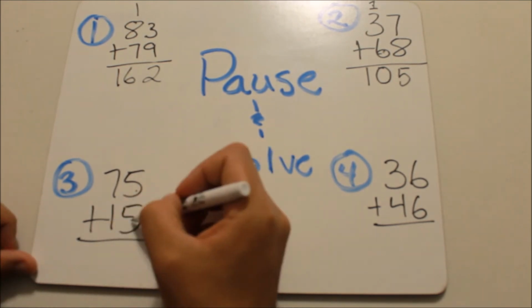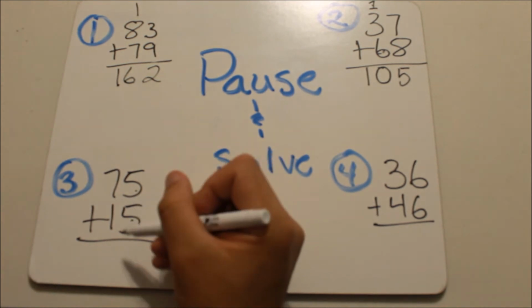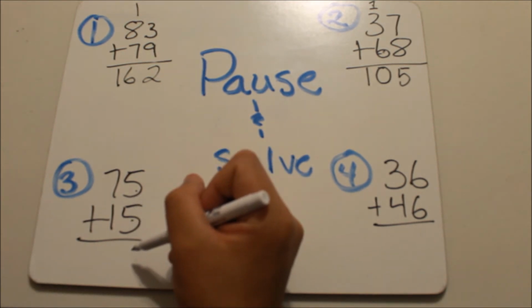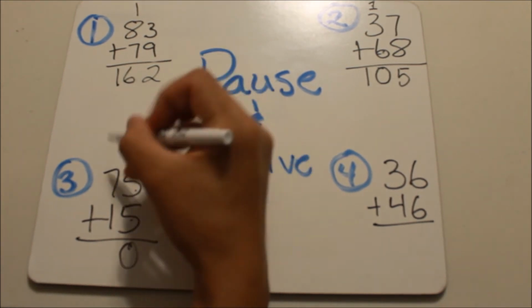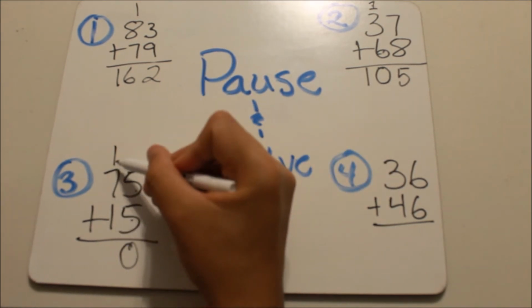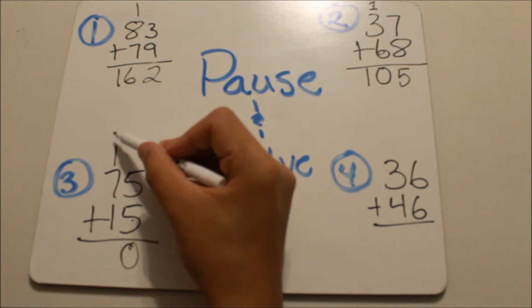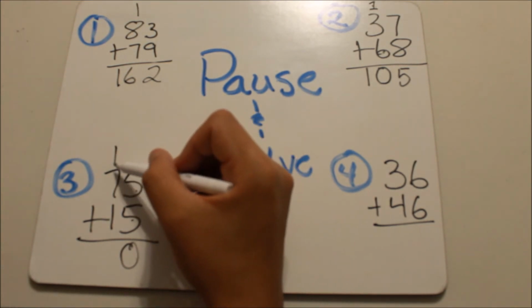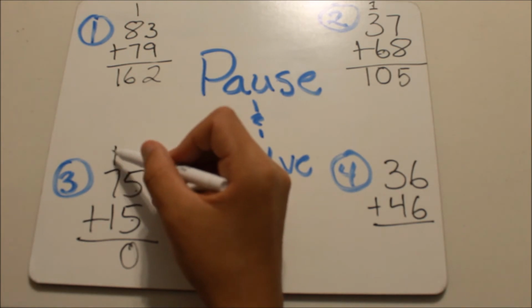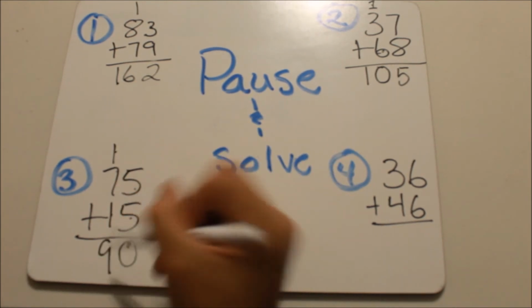Problem 3. I have 5 plus 5. We all know this answer. We should get 11. No, that's not right. It's 10. So I have my 1 in my tens place now because I'm carrying over that extra 10, and I'm going to use 7 as my starting number, 8, 9. That gives me 90.